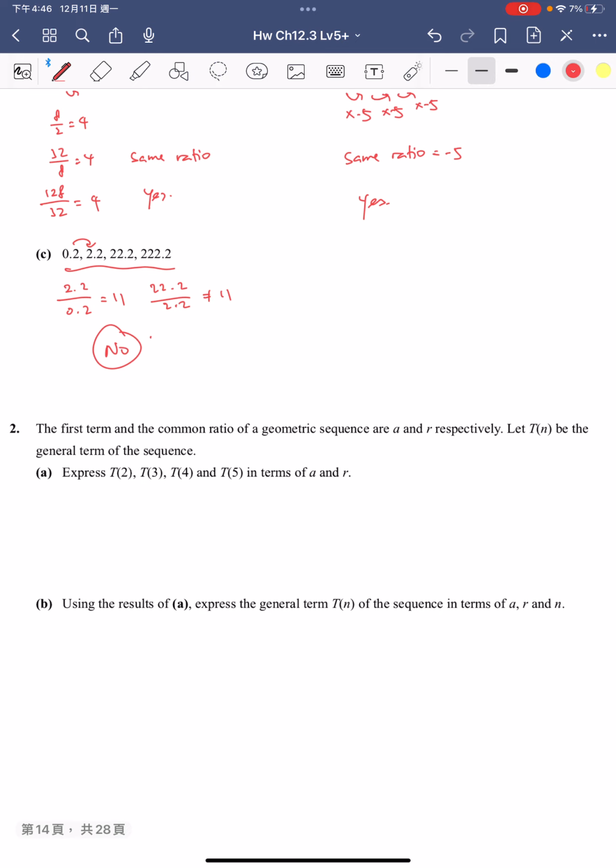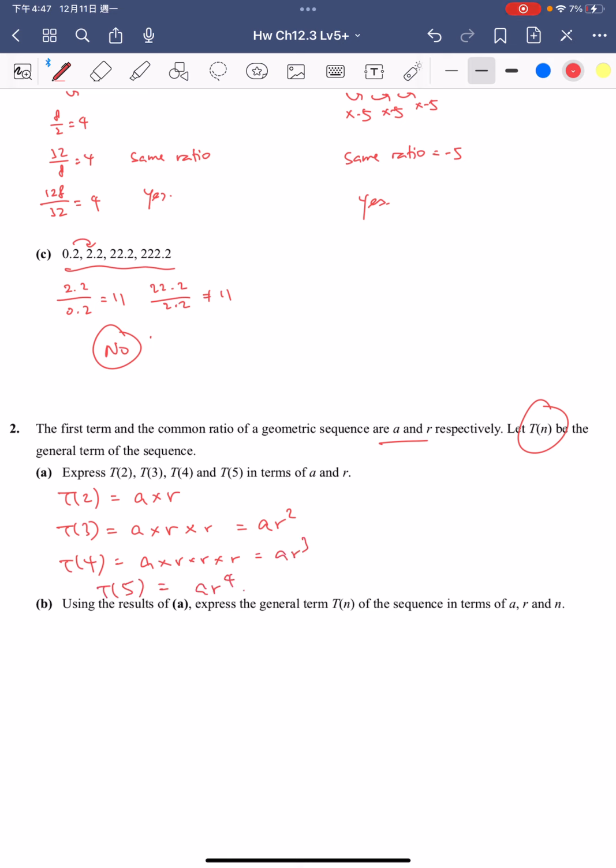For the second question, the first term and the common ratio are A and R respectively, and let Tn be the general term. So T2 is equal to A times the ratio, and then the third term is equal to A times the ratio times the ratio, giving you the answer of AR squared. Then T4 is equal to A times R times R times R, giving you AR cubed. Similarly, T5 is equal to AR to the power of 4.